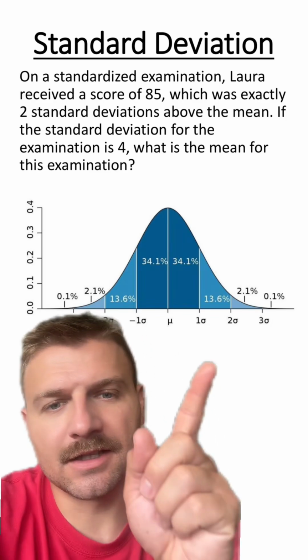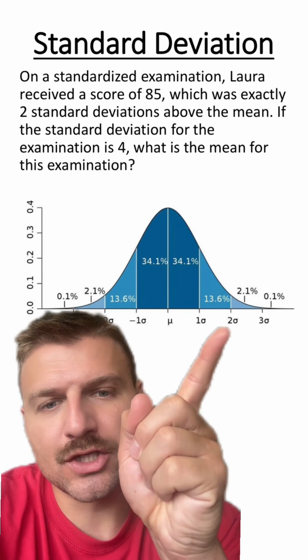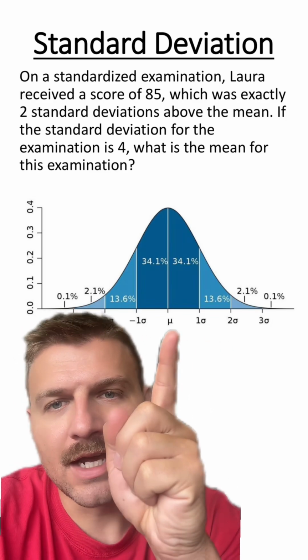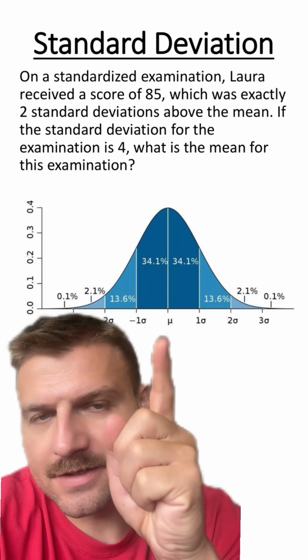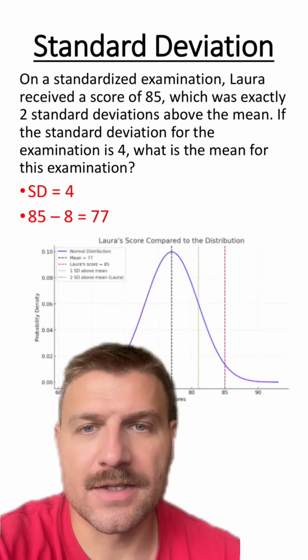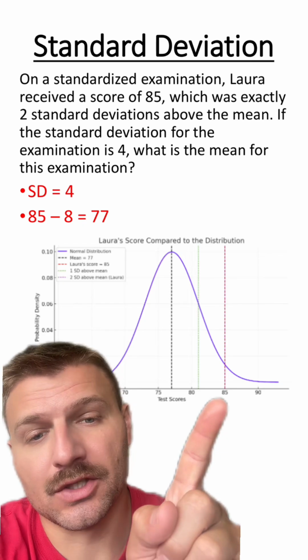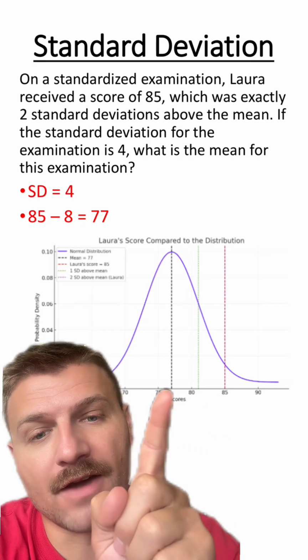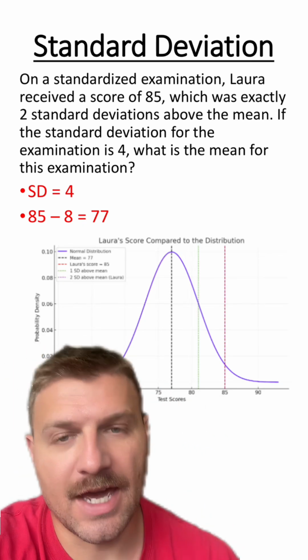This question is asking if Laura's score is 85, which is 2 standard deviations above the mean, and the standard deviation is 4, what is the mean? Well, what we would have to do is subtract 2 standard deviations, so we'd subtract 8 from 85, and we would get 77 as the mean.